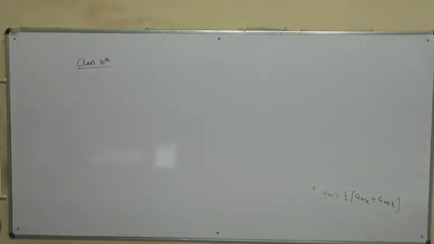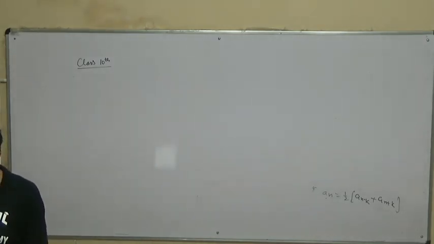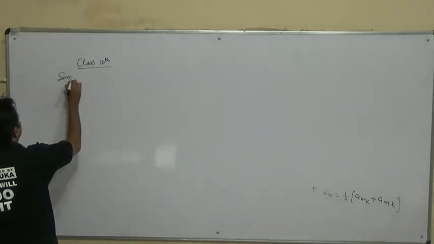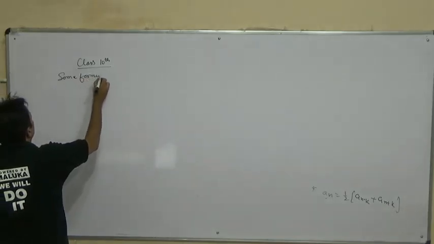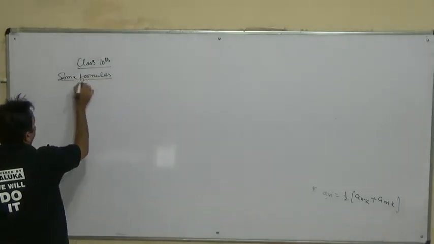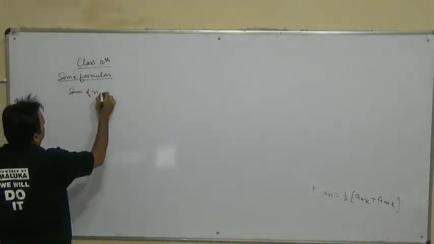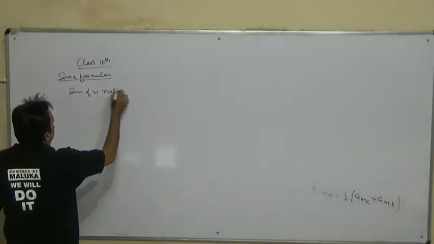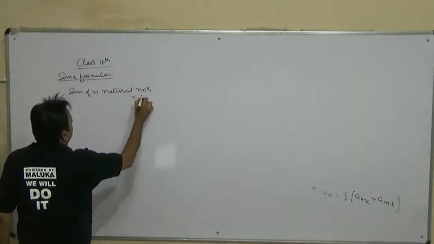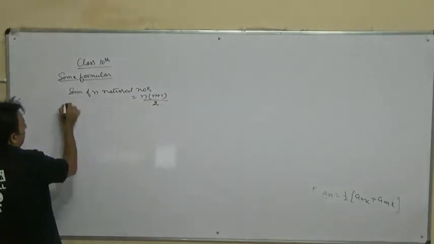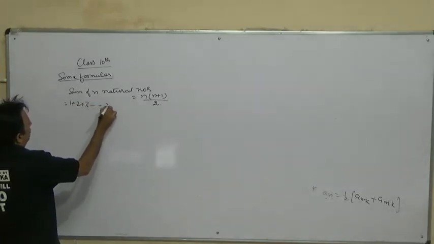Then next is the sum of natural numbers, some formulas which we can use, framed using AP. The sum of n natural numbers is equal to n into n plus 1 by 2. It may be written like this, or it can also be like this, up to n.